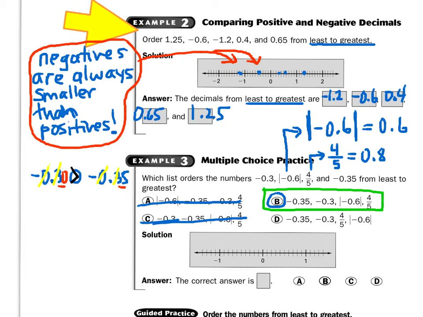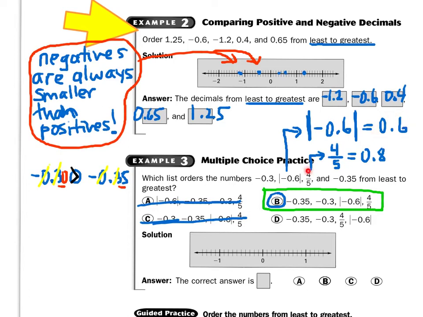Now they're going to make these a little bit trickier, okay? So they said which list orders the numbers, and they give us these numbers from least to greatest. Well, the first thing we have to do is make everything look like decimals so we can compare. You know what negative 0.3 is. It's just negative 0.3. And then remember what these symbols are called. This is the absolute value. And absolute value is the steps away from 0. And so the absolute value of negative 0.6 is 0.6.